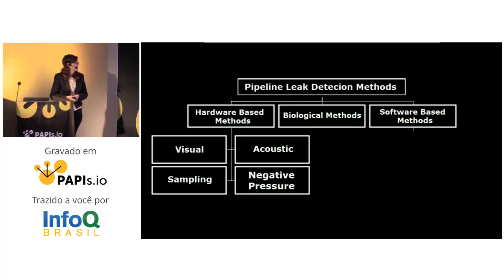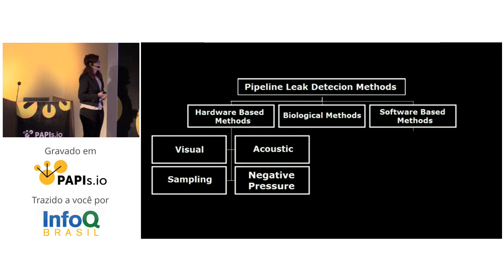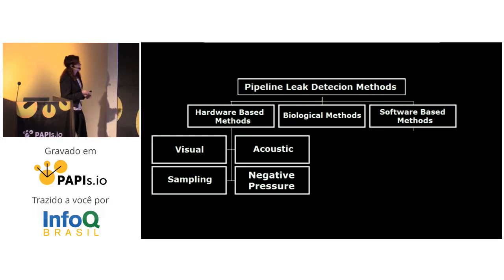10 kilometers. So as the leakage occurred at the end of the process, it wasn't the product of the company, it was the slurry, the waste of the iron ore, they didn't want a solution with high cost. So visual acoustic sampling and negative pressure, the cost was too high to implement in a small pipeline, as was that of the client.